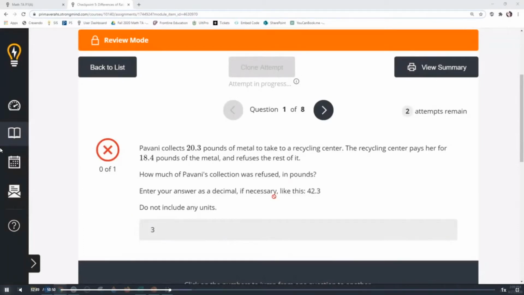Okay, so the first question here says that Pavani collects 20.3 pounds of metal to take to a recycling center, and the center pays her for 18.4 pounds of the metal, and the rest of it is refused.